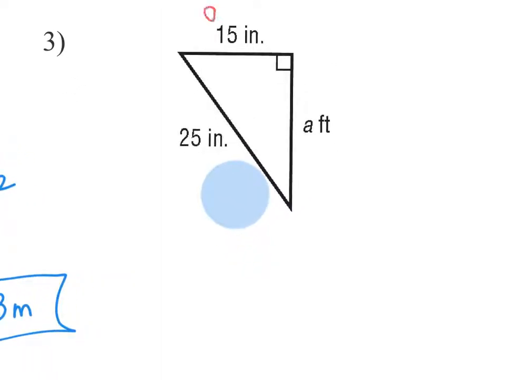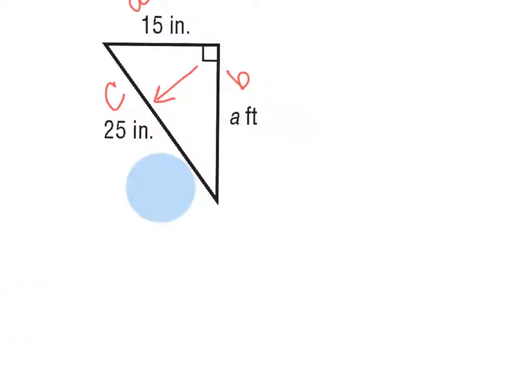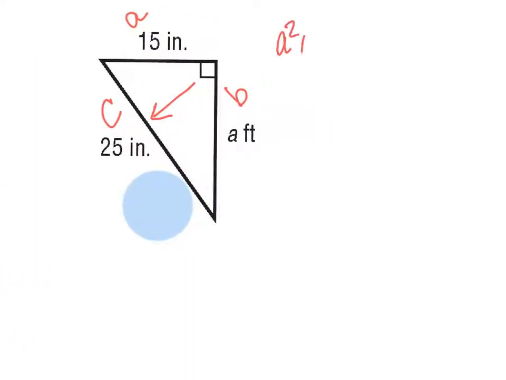So we've got, we'll say this is A, we'll say this is B. Those don't really matter as long as we know that this is C. So same thing, I'm going to write that formula down. A squared plus B squared equals C squared, and I'm going to plug in what I know. This is why, if you write that formula down every single time, it'll help you.